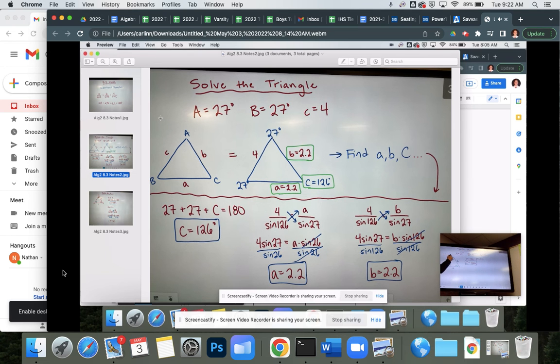Which side and angle do we know? C, right? So let's just set up an equation. 4 over sine of 126 equals. Do we know any other angles or sides? We know angle A, so we can solve for a. So let's set this up. a over sine of 27.